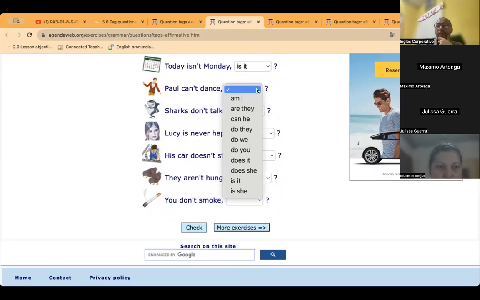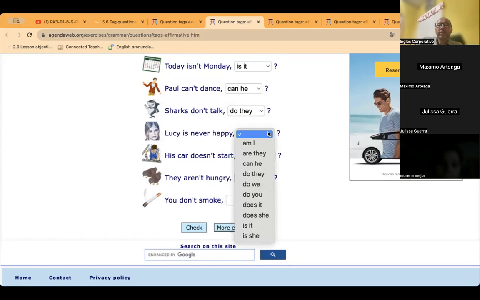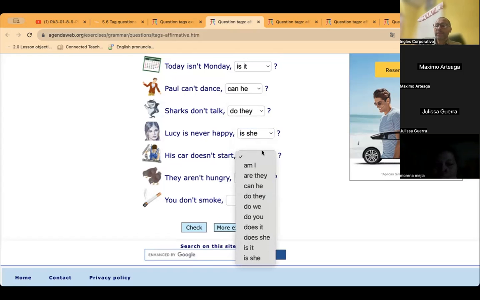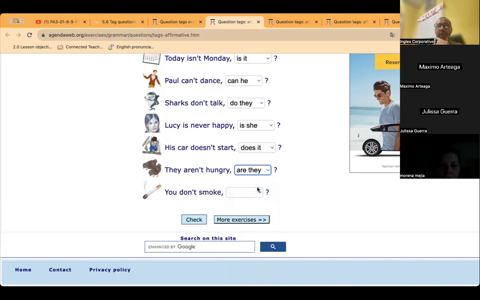Morena. Can he? Okay. Good. Máximo. Do they? Okay. Good. Morena left. Julissa. Is she? Okay, is she? All right, Maximo. Does it? Okay, good. Julissa. Are they? Good. And the last one.